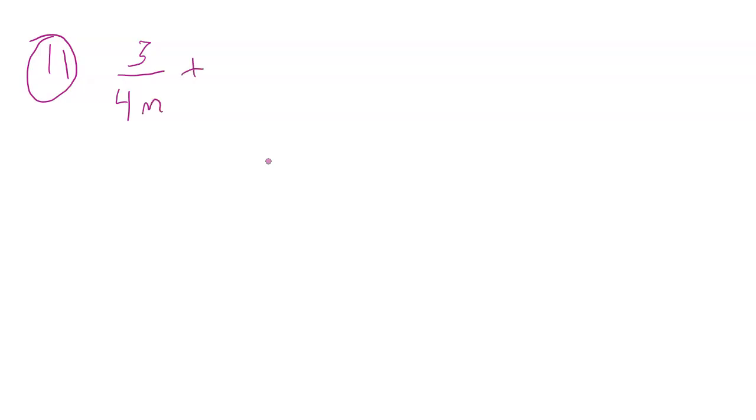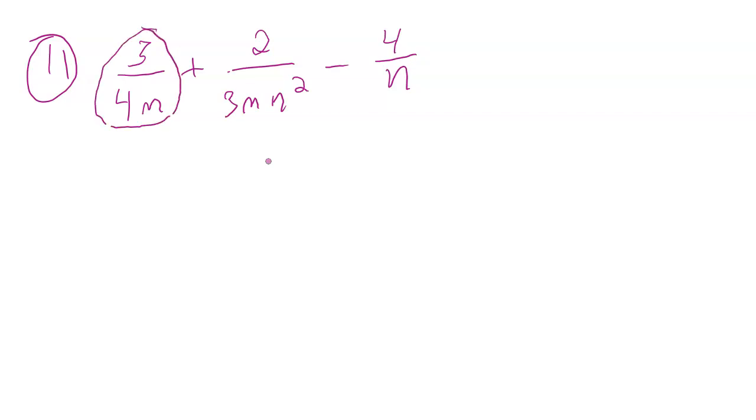It would be nice. Let's see, 2 over 3m n squared minus 4 over n. Okay, so the least common multiple or least common denominator is 12m n squared. Okay, so what's my first term missing? Again, I can only have fractions if they have the same denominator. So I'm missing a 3n squared. So I'm going to multiply the top and the bottom. Again, our least common denominator is 12m n squared.